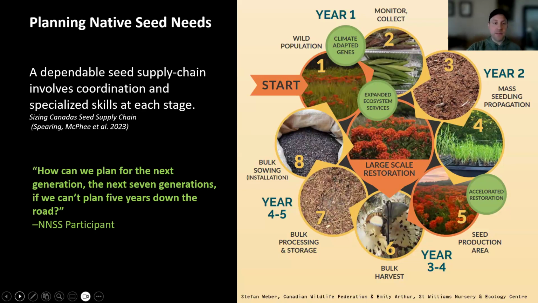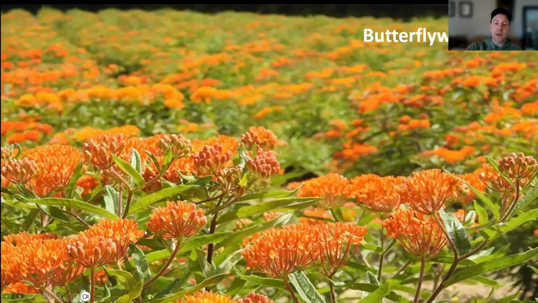And that's lacking from the sector. And there's also, like I said, kind of poor planning. There's this mismatch between this production cycle and how governments anyway procure seed, how they purchase seed and request it. And this is a quote from one of our strategy participants: How can we plan for the next generation or the next 7 generations if we can't plan 5 years down the road? And I couldn't agree more.